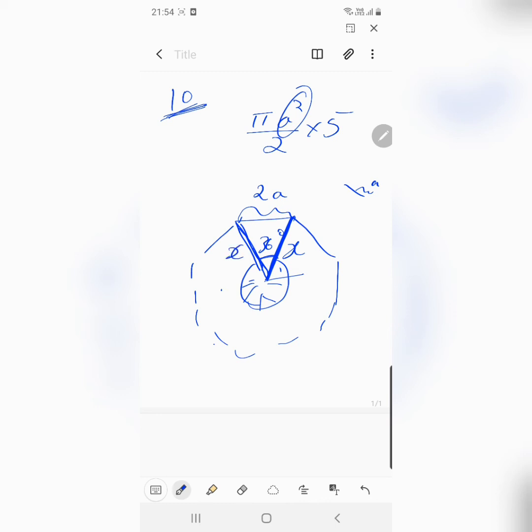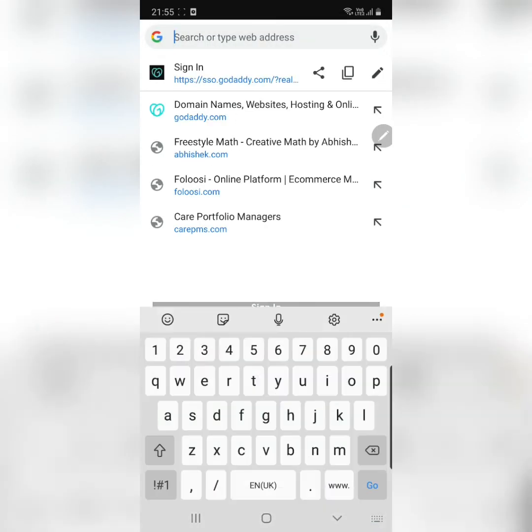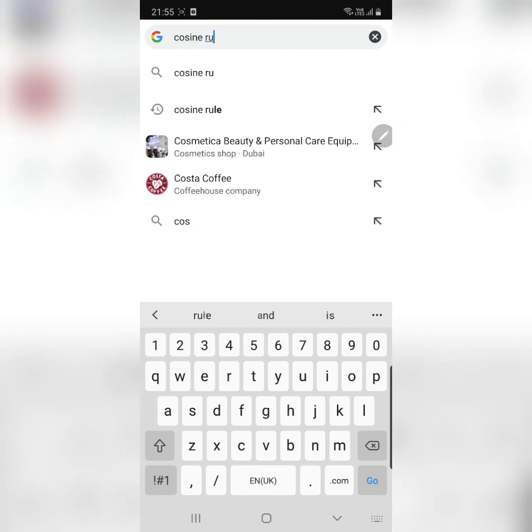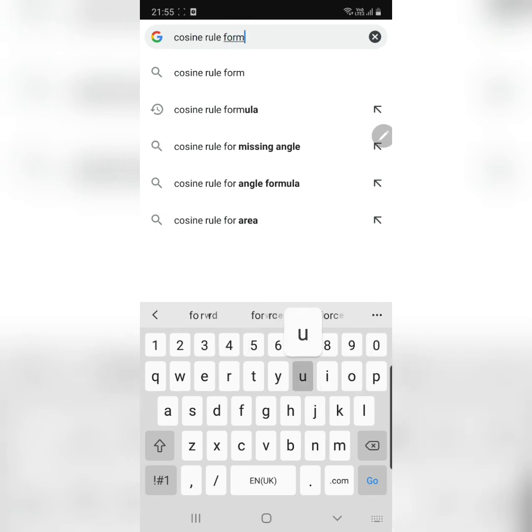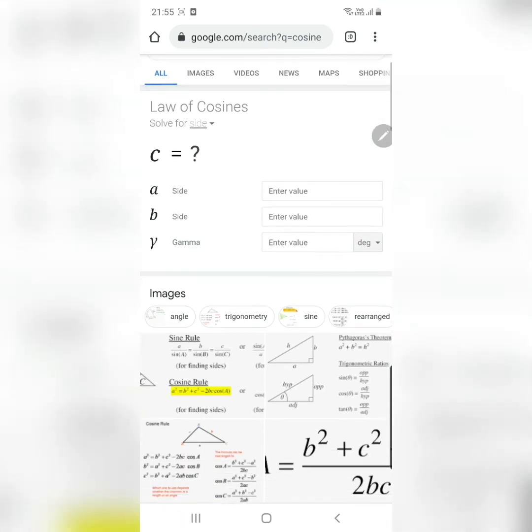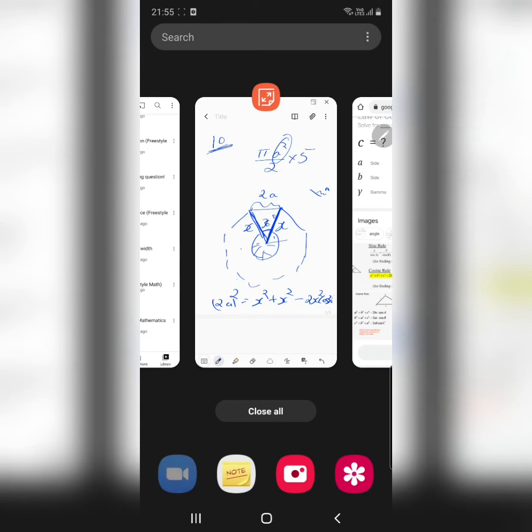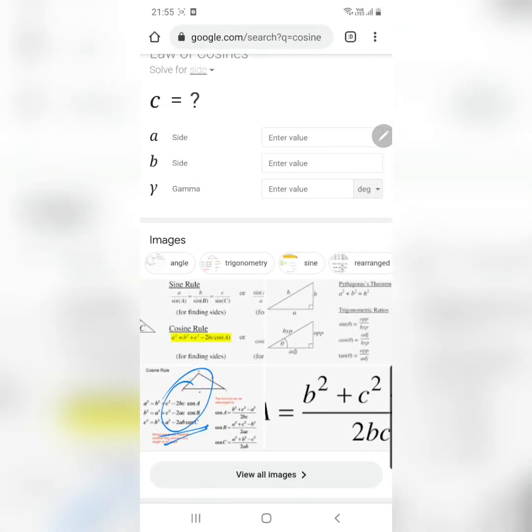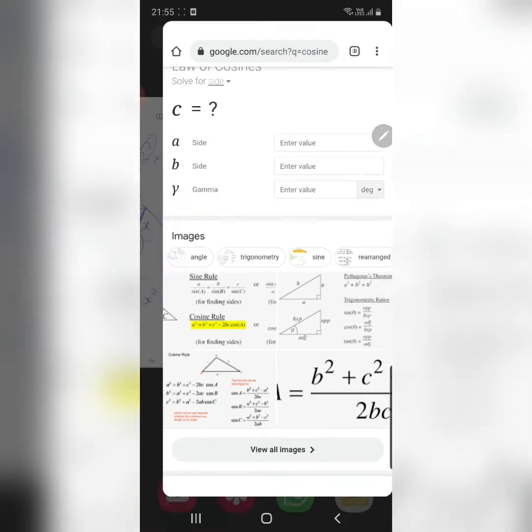the cosine rule. So cosine rule, we have 2a squared is equal to x squared plus x squared; a squared plus b squared minus 2ab cos c, 2ab cos 36. Let me double check that. Not sure. Cosine rule formula. Minus 2ab cos c. It's right here. You notice it? Right here. Okay, anyway. That's that. Always good to double check.